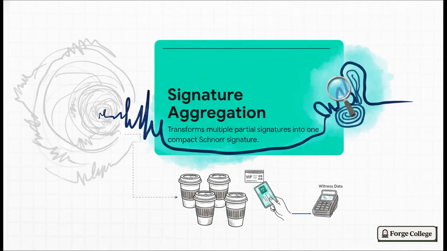And this gets even better because of signature aggregation. Taproot enables Schnorr signatures, which basically allow us to take multiple partial signatures, like you'd have in a multi-signature wallet, and mathematically match them together into one single compact signature. Going back to our coffee shop analogy, this isn't just tapping their phone to pay.